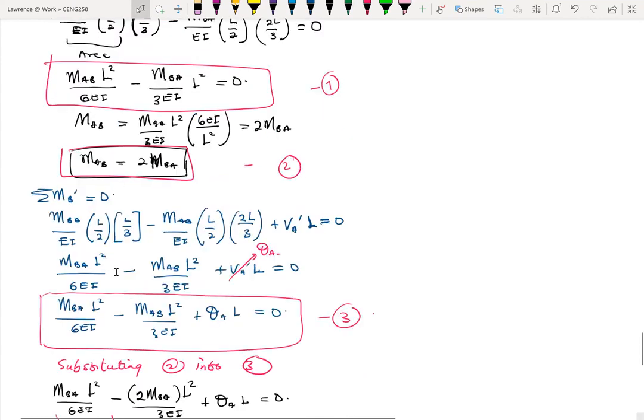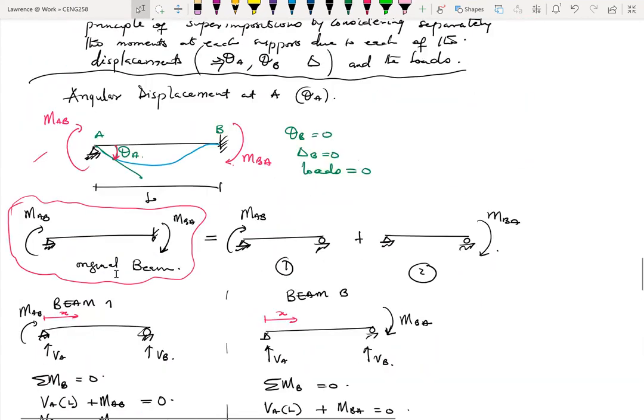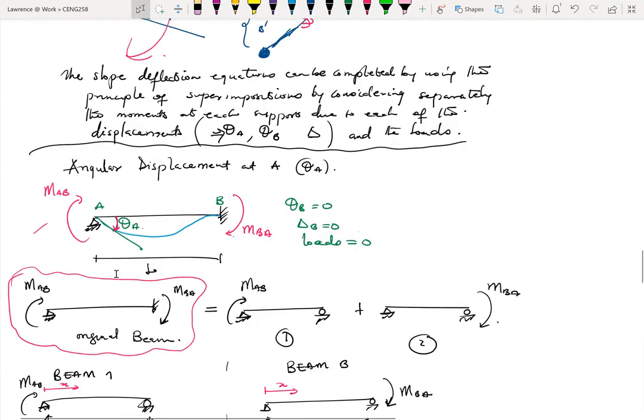So in case one, when we're looking at only the angular displacement at A, that's theta A, we had to construct or formulate a beam which would experience only theta A. And that was a propped cantilever that we used, with a fixed support at A.